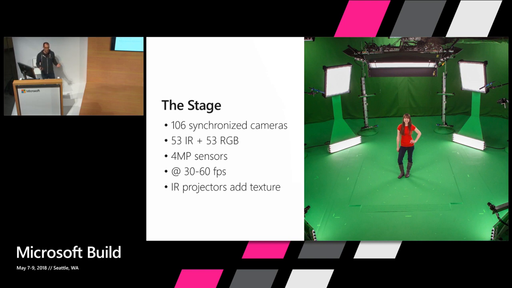Now, we use stereo pairs to get depth information from our cameras using stereo photogrammetry. We do not include any actual depth cameras on our stages, but we do project infrared noise onto our subjects to give the IR cameras a little bit more data to work with.